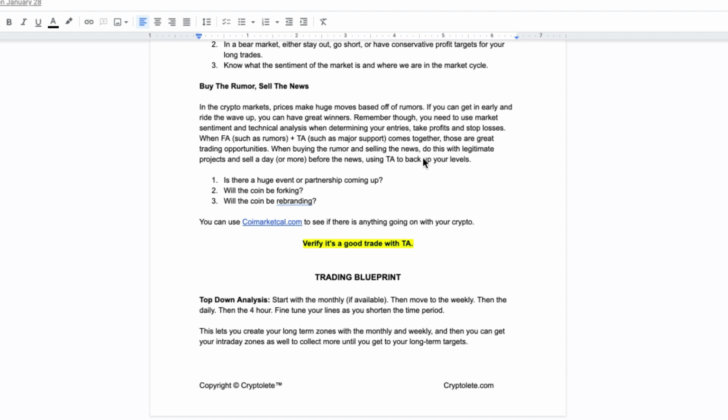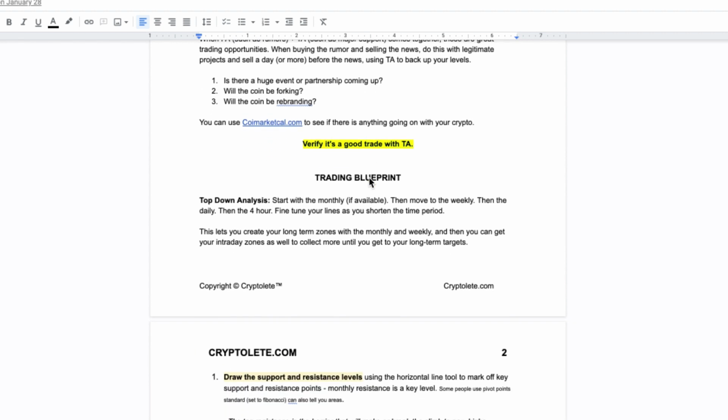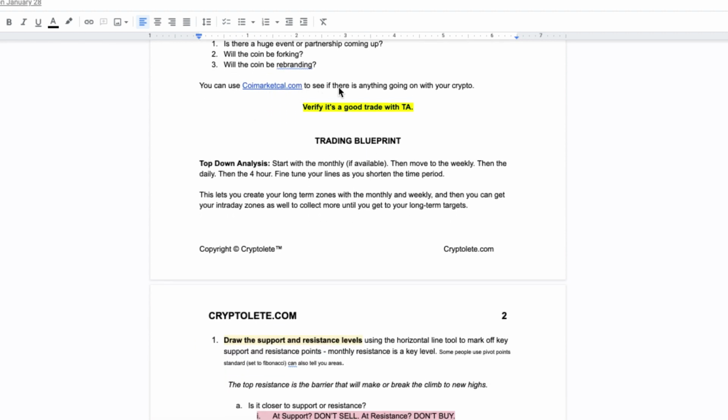So one thing: is there a huge event or partnership coming up? Will the coin be forking? Will the coin be rebranding? Coins don't really fork anymore. That was a big thing in 2017, 2018. But basically, if the coin is going through something really big, then you could do that. Finally, you could use CoinMarketCal to see if there's anything going on with your crypto, and then also verify it is good with TA. I always say verify with TA because the charts can tell you more about a project than fundamentals can. Well, I mean, in a sense.